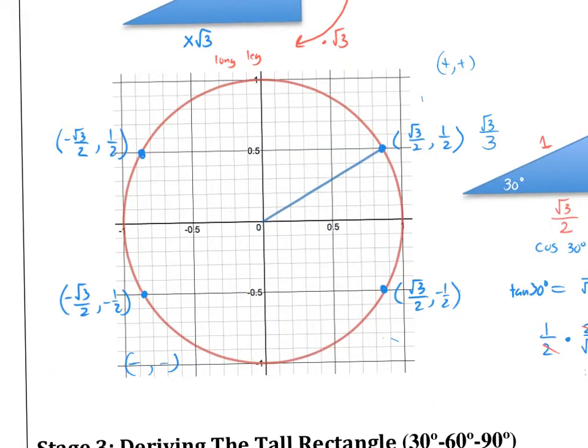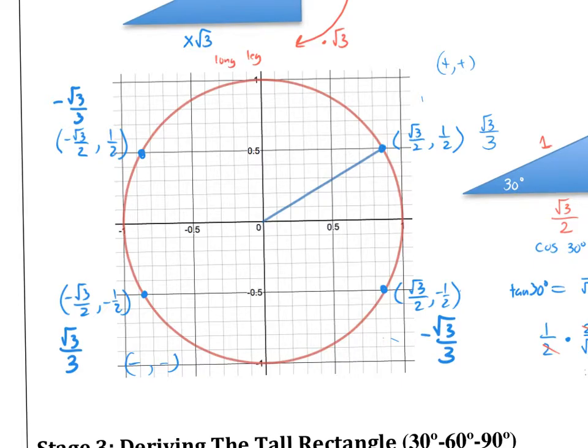Now deriving tangent. Tangent follows the exact same pattern as before. The tangent of this one has to be negative, oh, excuse me, radical 3 over 3. Now this one has to be positive radical 3 over 3. And this one has to be negative radical 3 over 3.